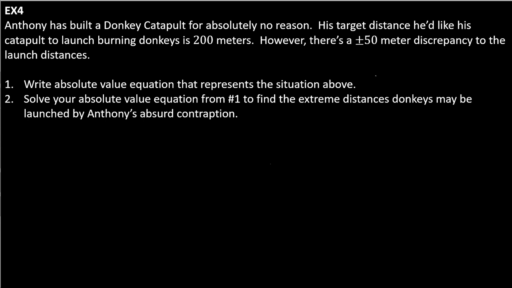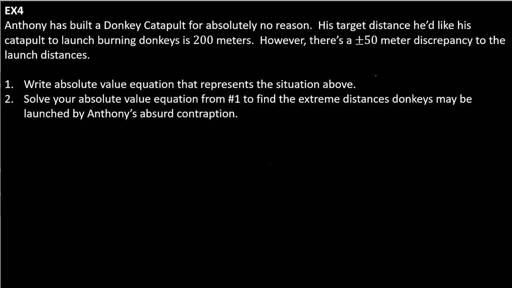Okay, so now we have a really stupid word problem to look at. And this is just to show that absolute value equations will occur in real life. So that said, Anthony has built a donkey catapult for no reason. His target distance he'd like his catapult to launch burning donkeys is 200 meters. However, there's a plus or minus 50-meter discrepancy to the launch distances, right?